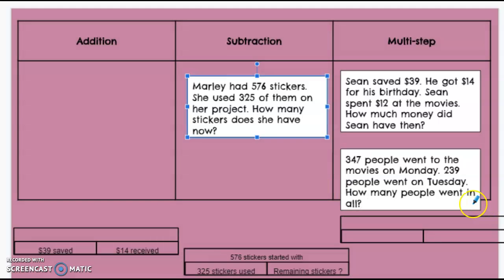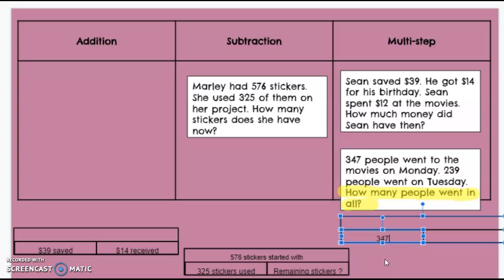Let's look at this next one. 347 people went to the movies on Monday. 239 people went on Tuesday. How many people went in all? When the words in all are in the question, that's very important to hear and understand. You're going to be finding a total. Sometimes that's adding, sometimes that's multiplying. In this case, it's going to be addition.